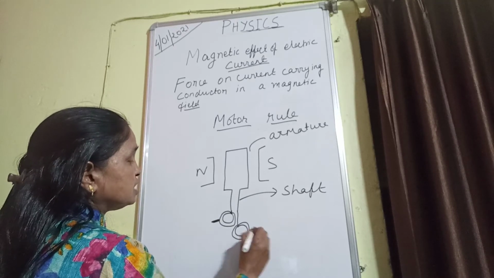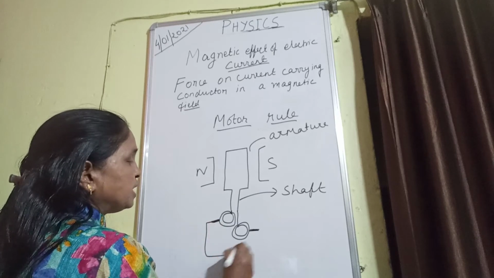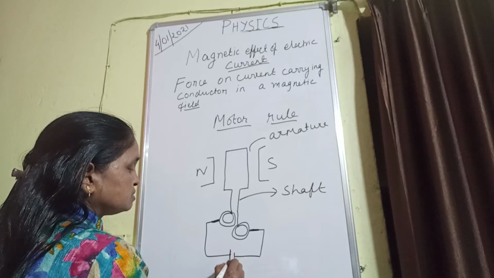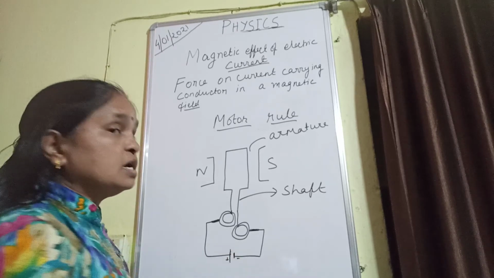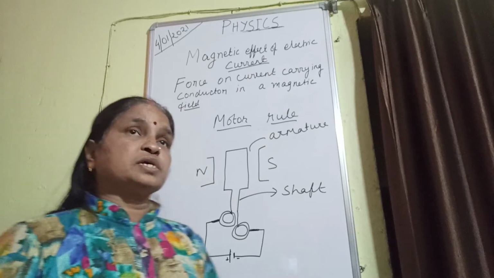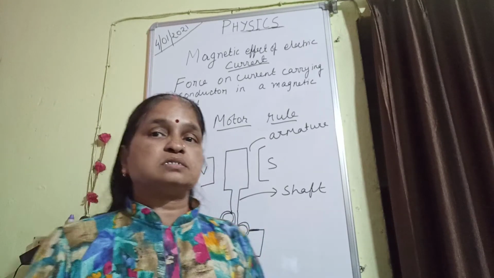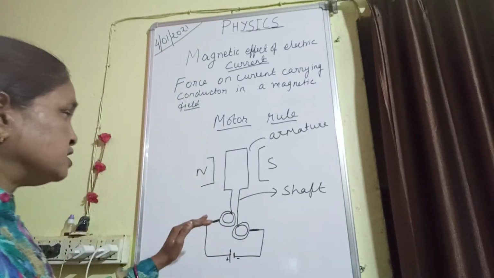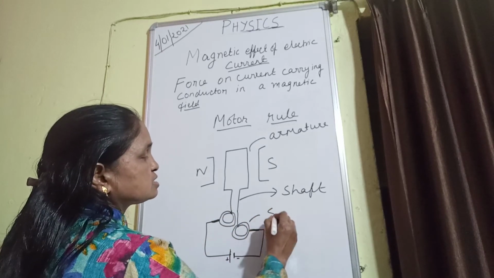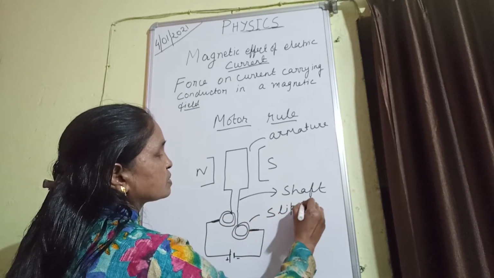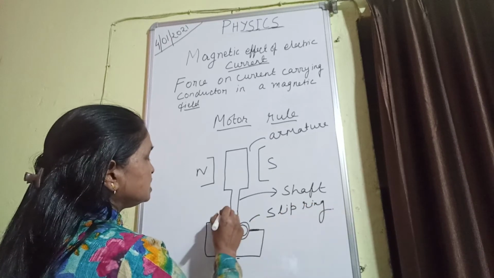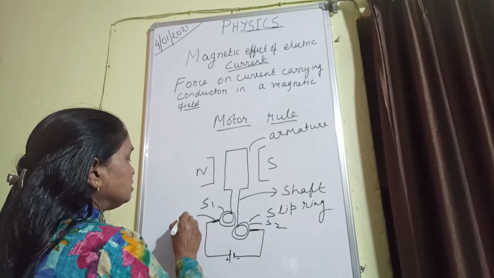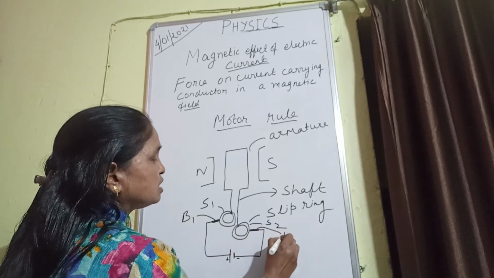Why carbon brushes? Then you will say that carbon is a bad conductor because diamond is a very bad conductor. But graphite is a good conductor, but not so good a conductor that we cannot use it for applications. Here the current will pass in a controlled way. So that's why we have taken this, known as slip ring. This is S1 and this is S2. This is carbon brush B1 and this is carbon brush B2.